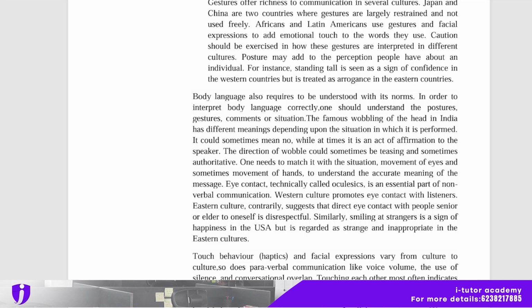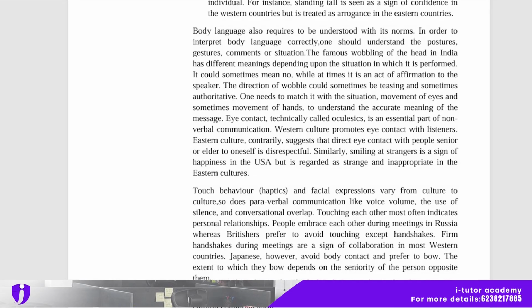One needs to match it with the situation, movement of eyes, and sometimes movement of hands to understand the accurate meaning of the message. And touch behavior and facial expression vary from culture to culture. So does paraverbal communication, like voice, volume, the use of silence, and conversation overlap. Touching each other most often indicates a personal relationship. People embrace each other during meetings in Russia, whereas Britishers prefer to avoid touching except handshakes.